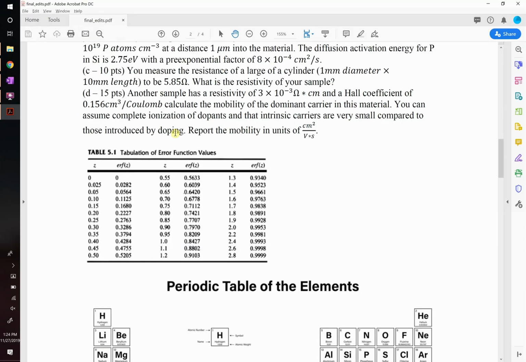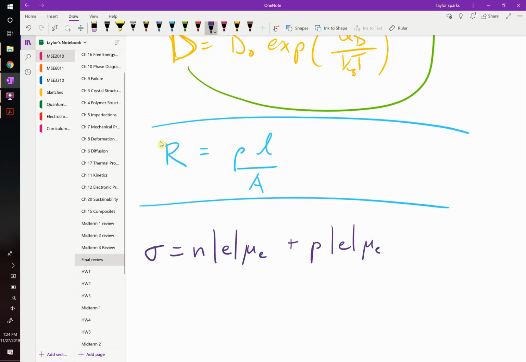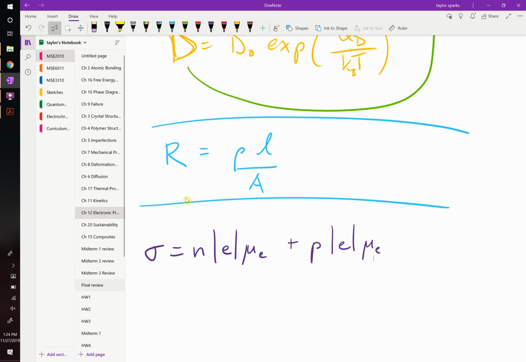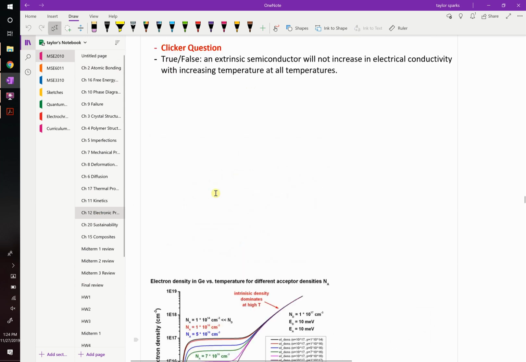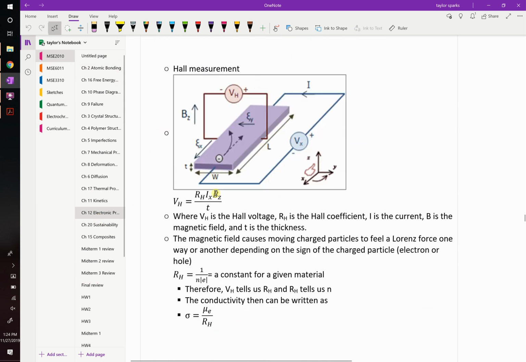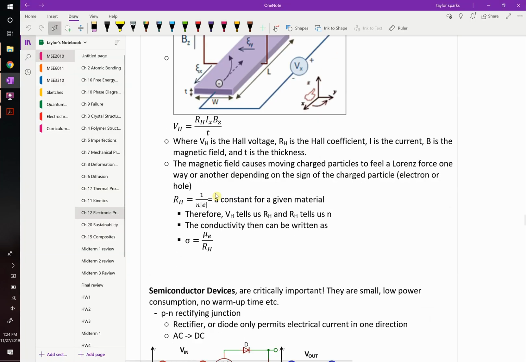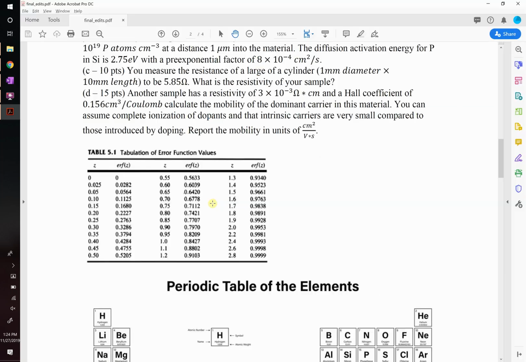The way we do that is, well, we are given a resistivity. We're given a Hall coefficient. So let's go back to Hall and remember what that told us. Hall was in chapter 12, about midway through. Here was Hall. Hall measurement, the Hall voltage, what are we given? We're given a Hall coefficient. So we're told what R_H is. R_H is equal to 1 divided by the number of carriers, your carrier concentration, times the charge.